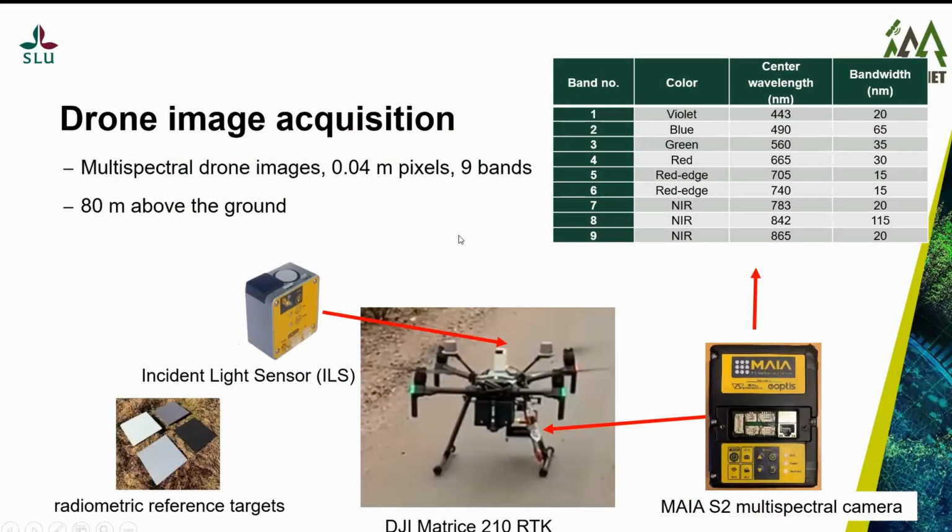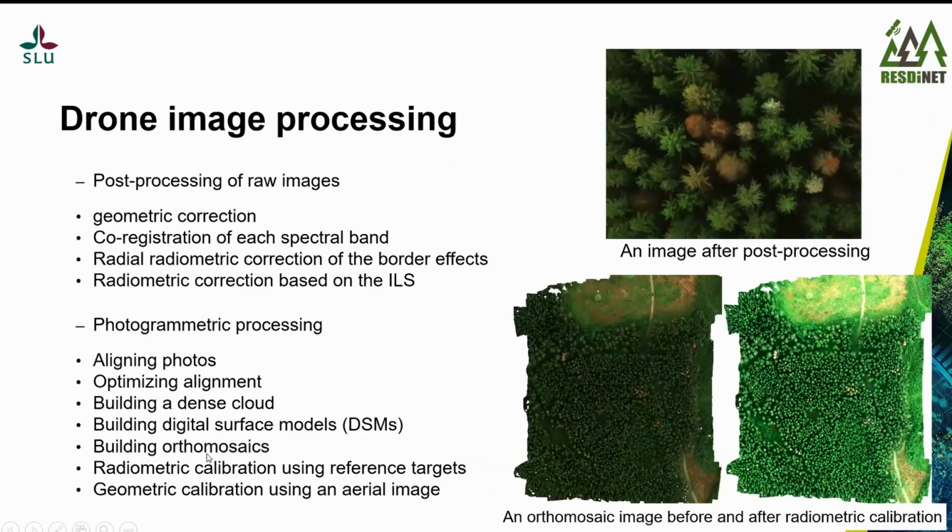And this is the equipment we use to acquire the drone images. It's a MicaSense RedEdge multispectral camera with 9 bands that have similar wavelengths to Sentinel-2. We fly 80 meters above the ground, and we use reflectance targets for the calibration of images. There are a lot of steps for processing the images, but we will not go into the details, and just show some images of how our forest and attacked trees look.